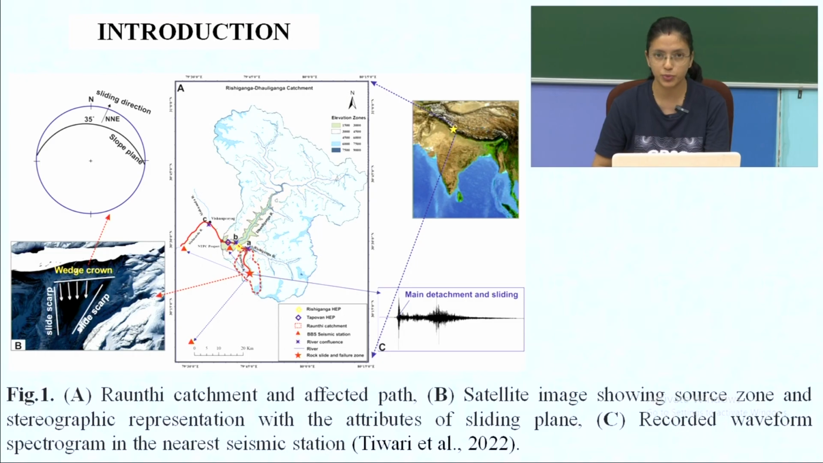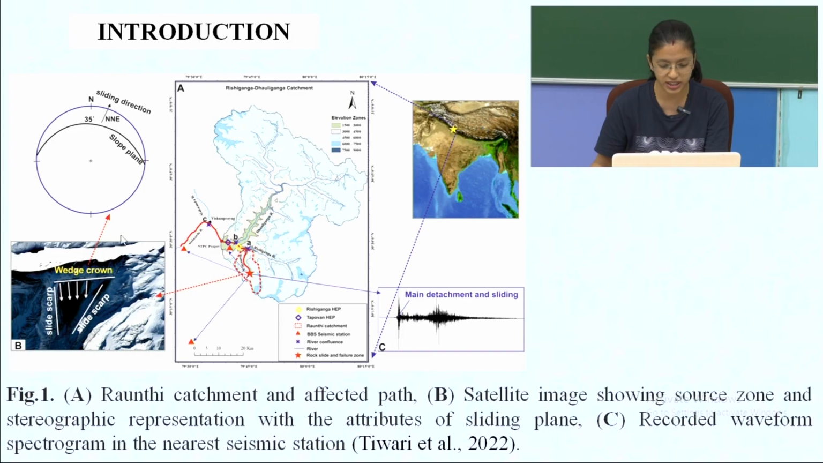On 7th February 2021, a catastrophic rock-ice avalanche struck the Raunthi catchment in Chamoli district of Uttarakhand. It caused devastating flash floods in Rishiganga and Dhauliganga valleys, destroying infrastructure including 2 hydropower projects and taking the lives of more than 100 people. The event reminded us how closely geological processes and climate interactions are linked in the Himalaya. Our focus is to understand what triggered this avalanche and how seismic monitoring can prevent some loss of lives.